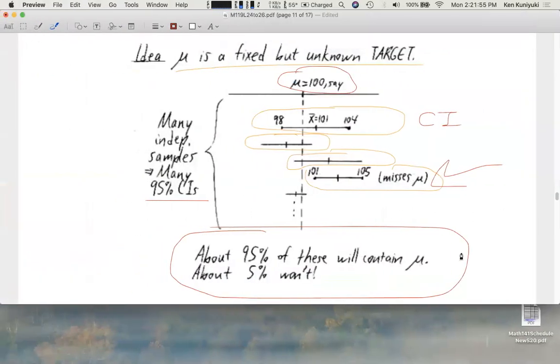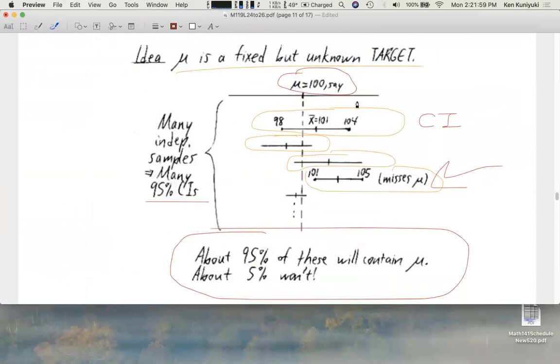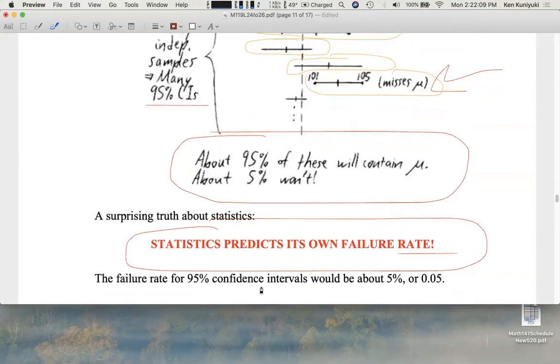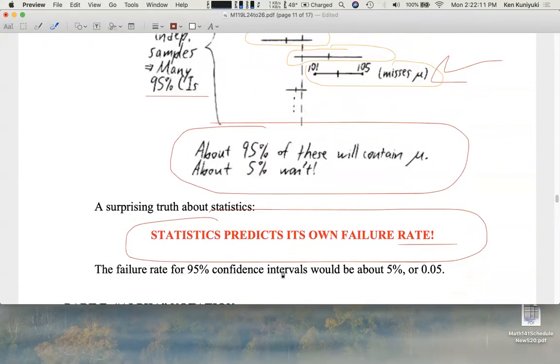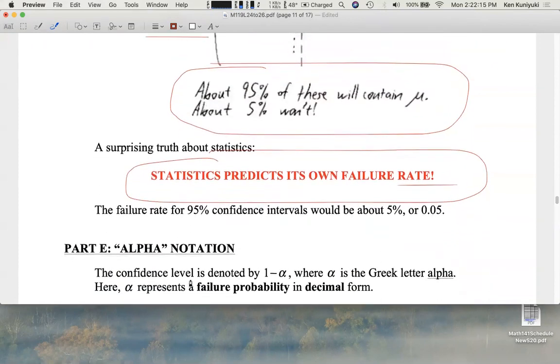All right. Now, back here, about 95% of these contain the true value for mu or p, the population parameter, for a 95% confidence interval, but about 5% will fail. Again, statistics predicts its own failure rate. This failure rate we refer to as alpha. And the confidence level is the complement, 1 minus alpha.